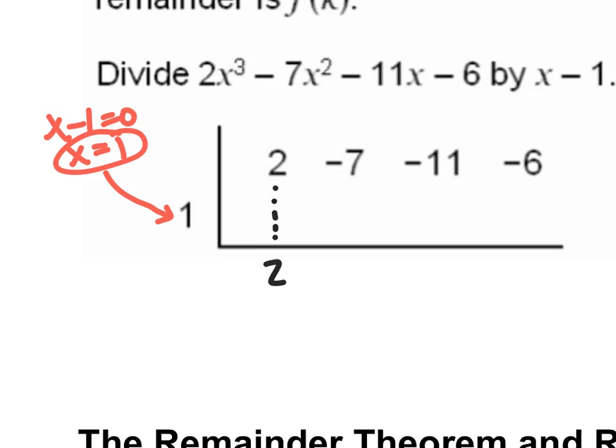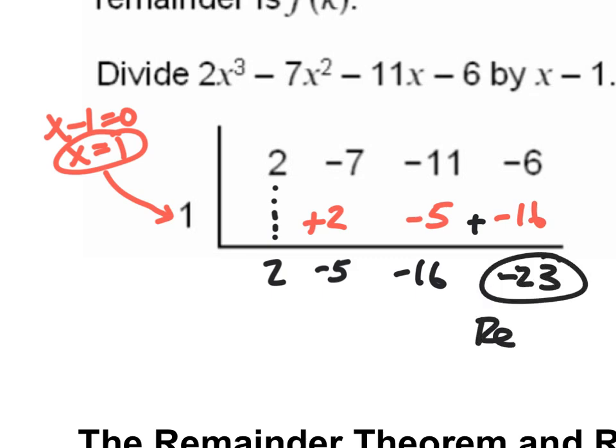I'm going to drop down the 2. Okay, I'm going to take 1 times 2, which gives me a positive 2, all right? And then I'm going to add those together. So I take negative 7 plus 2, and that's going to give me negative 5, okay? Then if I take 1 times negative 5, that's going to give me negative 5, okay? And if I take negative 11 plus negative 5, that's going to give me negative 16, all right? So now if I do 1 times negative 16, that's going to give me a negative 16, okay? And then I'm going to add these together, and this is going to give me negative 23, okay? And this value is my remainder.